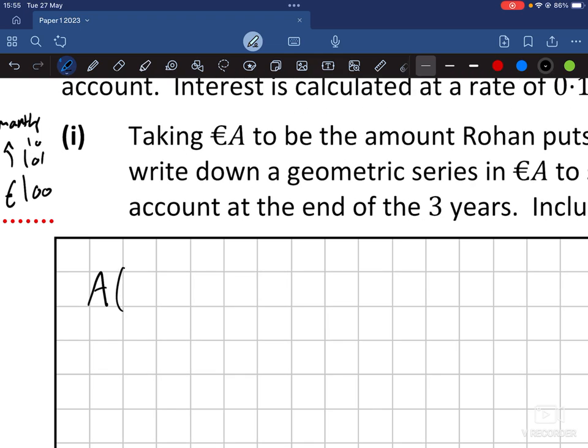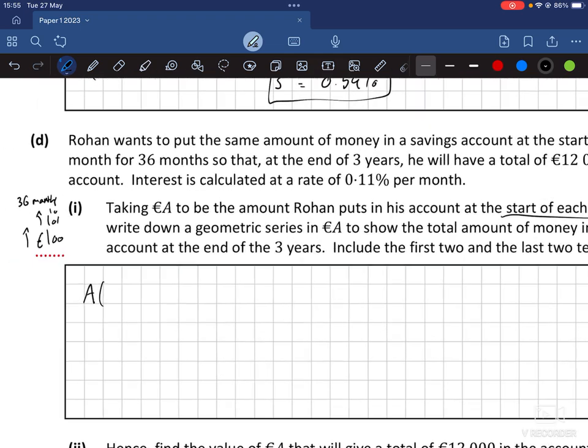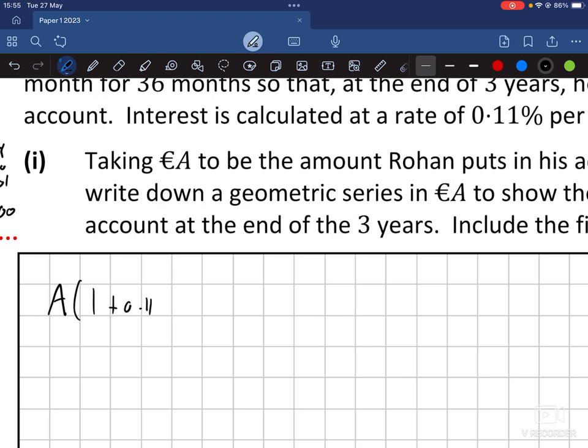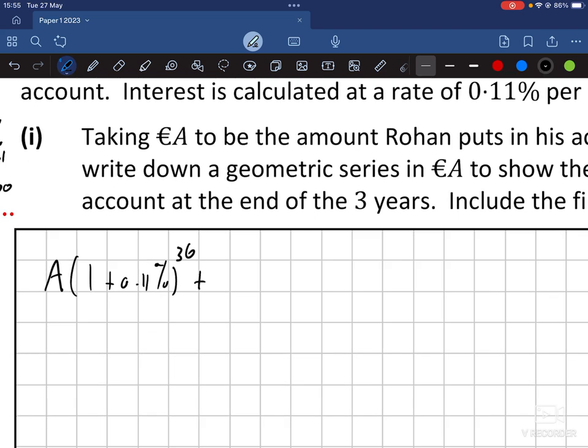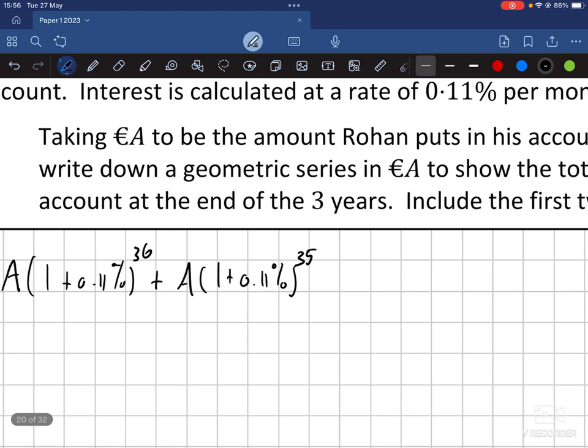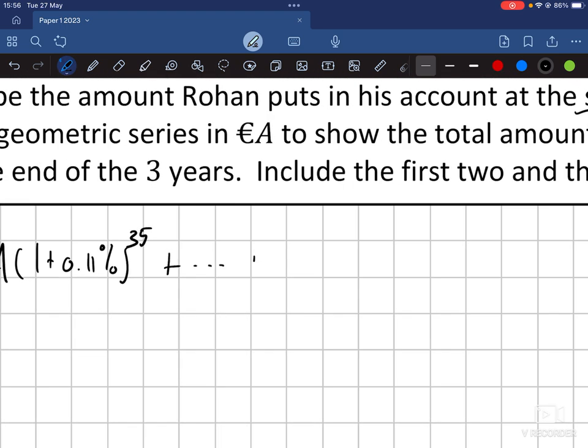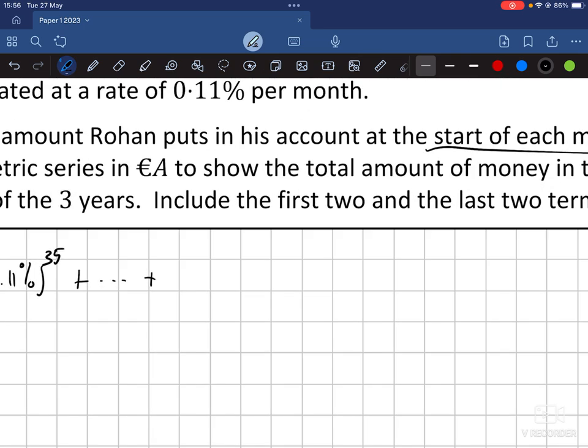So to get the first value, it's going to be 1 plus 0.11%. And that's going to be to the power of 36 because it's going to do it 36 times. Then it's going to be 1 plus 0.11% to 35 because the second one he pays in is only going to appreciate 35 times because he puts it in the second month. Then we're told to include the last 2 terms.